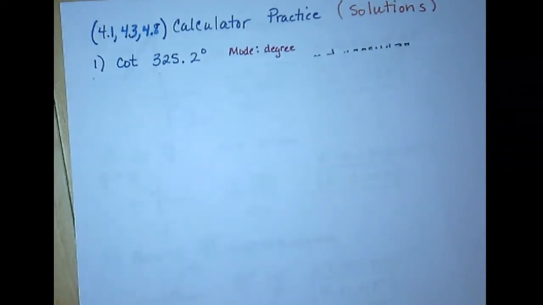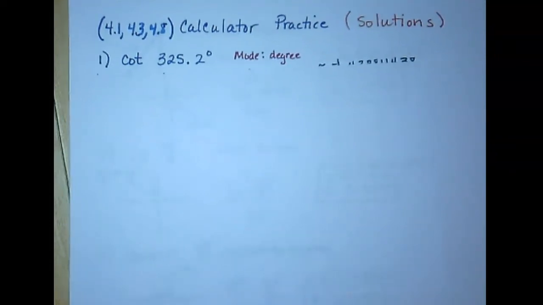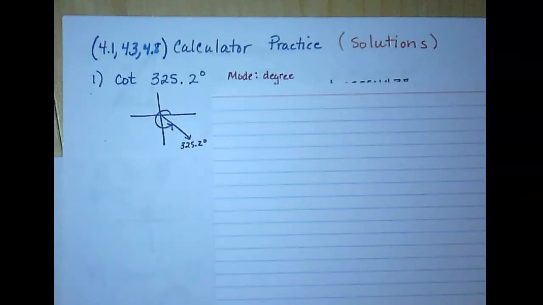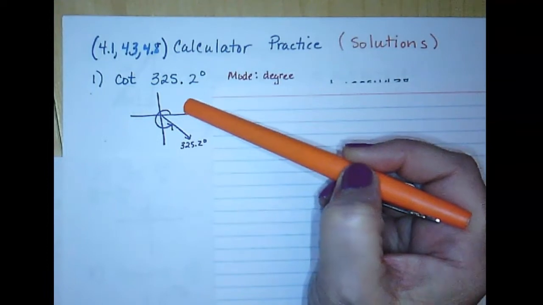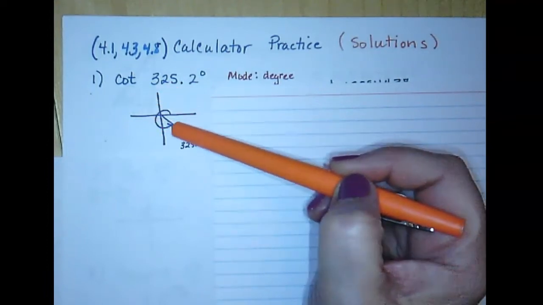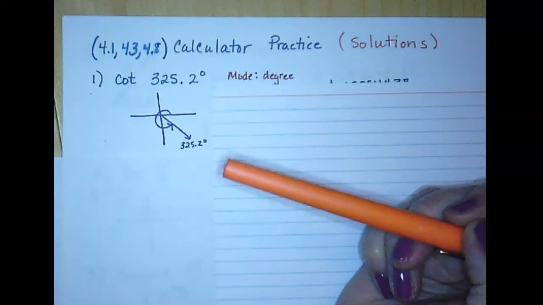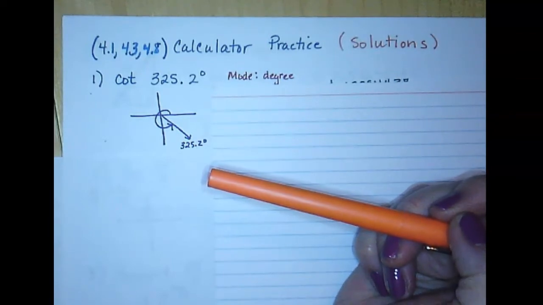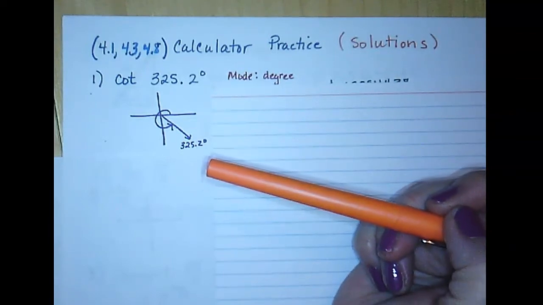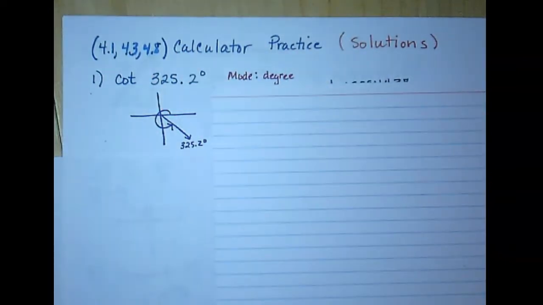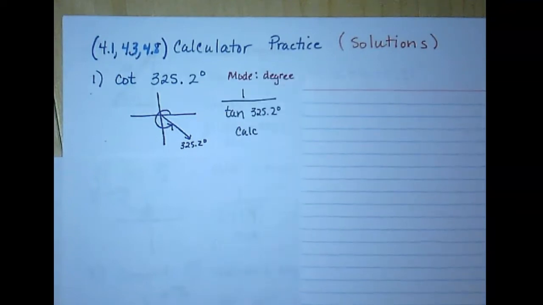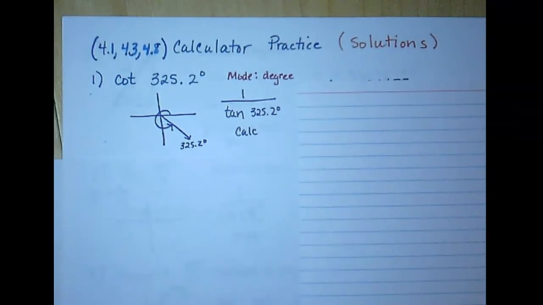Okay, the next thing I'm going to do is draw my picture. So I know this is a positive angle because it is a positive number. That means it started here, it opened counterclockwise all the way around down to here, and that is 325.2 degrees, okay? So when I calculate this on the calculator, I don't have a cotan button, so I'm going to set it up with my fraction using the fraction 1 over tan of 325.2.